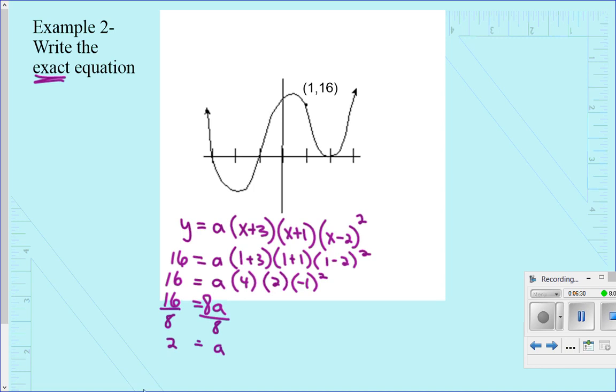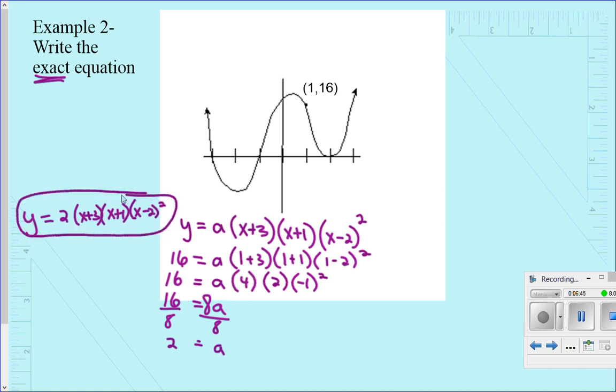Now remember, once you have 2, just like we did in the quadratic unit, you have to substitute that back in. So 2 is in the front, x plus 3, the quantity x plus 1, and the quantity x minus 2 squared, and that is my equation. Now it didn't say it had to be in standard form, so notice I'm just leaving it in factored form. That's fine.